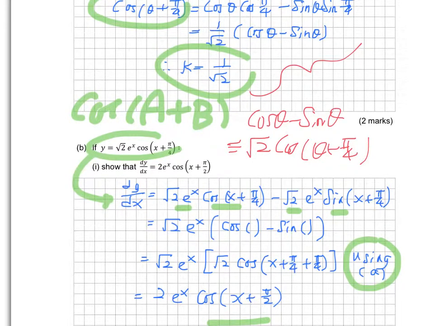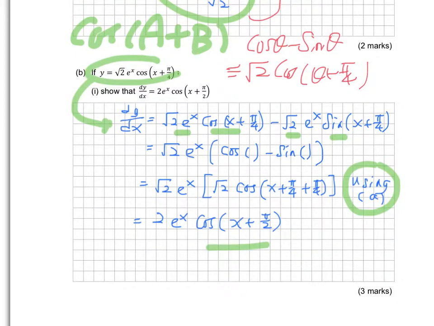So this is basically what we did here. It's a cos of some angle minus sine of some angle, some argument, and then we could write root 2 cos of that argument plus pi over 4, and that's what we'll be doing in the next purple section. And you will be able to show this is the case, 2e^x.